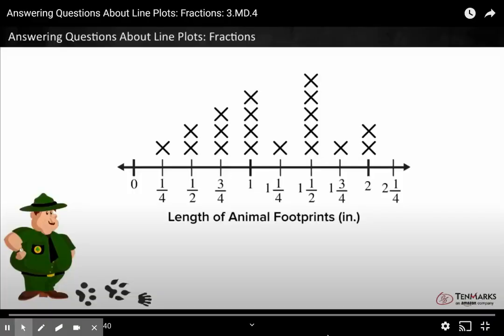Now that you saw how to make a line plot, a brief overview from our program, this video clip is excellent with showing how to answer questions about a line plot. And you'll find this useful in answering some questions later on in your activities.